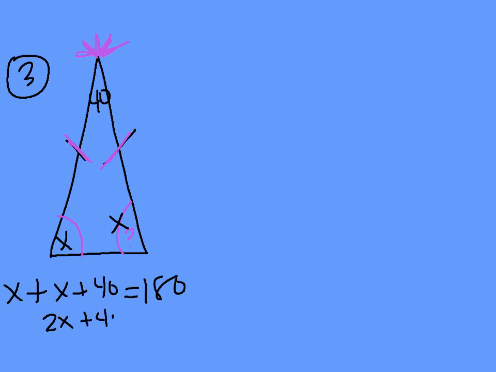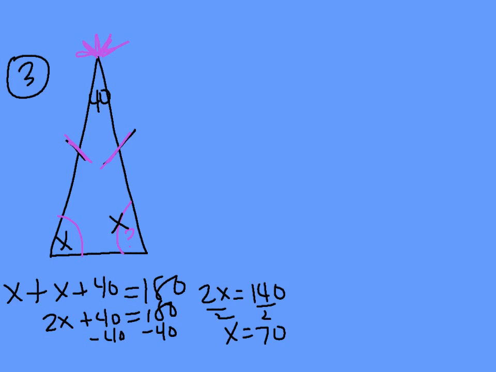2x plus 40 is 180. Subtract 40 on both sides. So I'll get 2x equals 140, and then divide by 2, which is 70. So each of these base angles down here have to be 70 in order for it to add up to be 180.